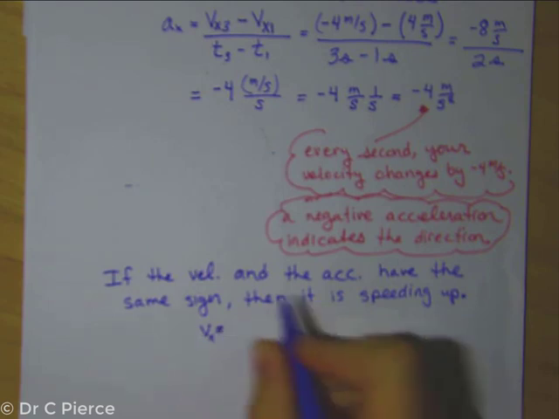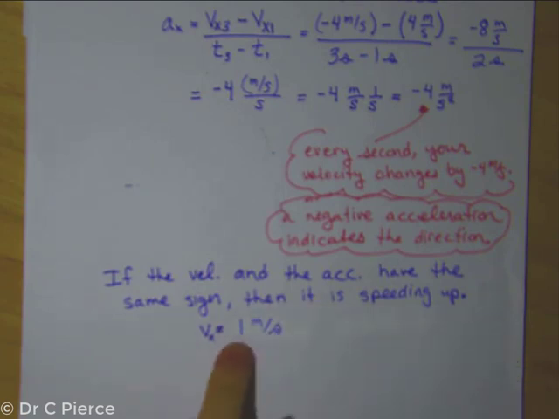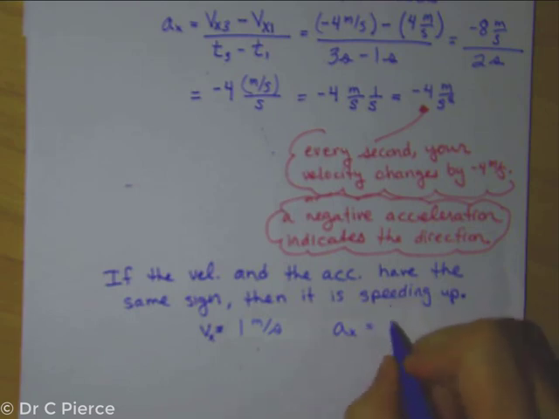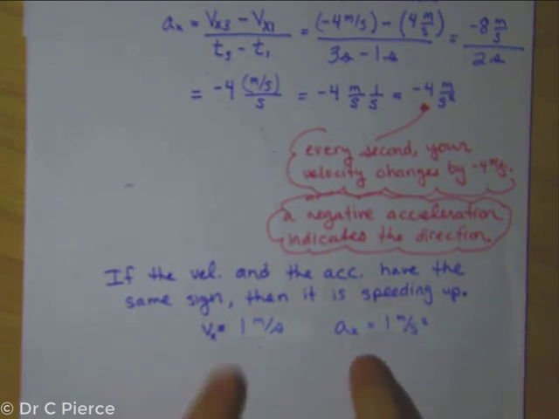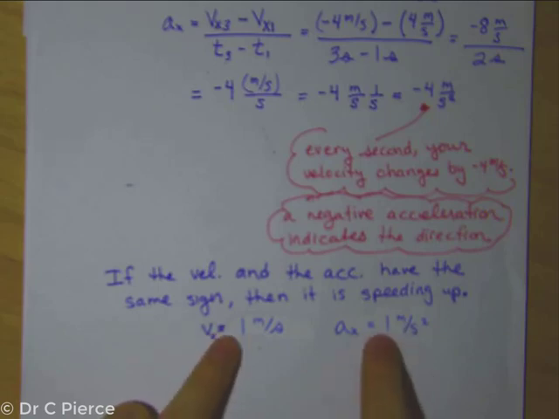So if an object had a velocity of, say, 1 meter per second, and that's going to be implied to be positive, and it also had an acceleration of 1 meter per second squared, these values are both positive, so it will be speeding up. And it's going to be speeding up in the positive direction.